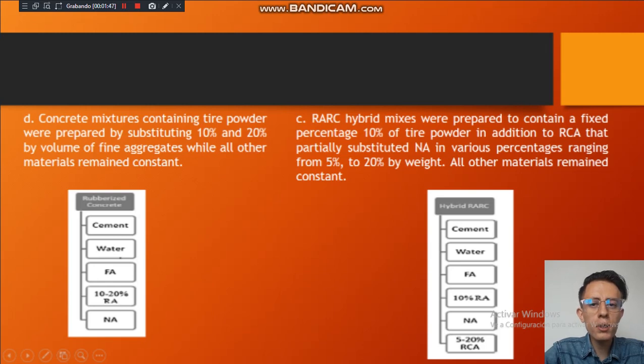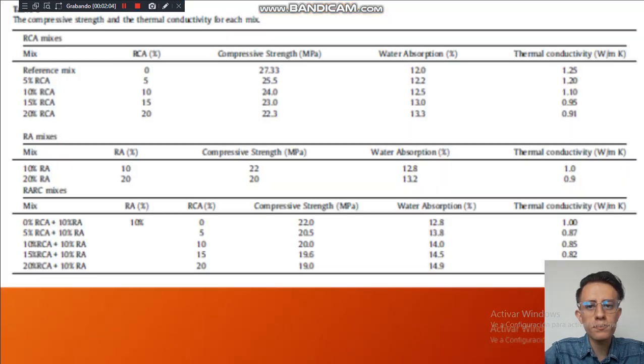And finally, we will have the combination of all these elements in a single mixture in which the coarse aggregates will be substituted by 5 to 12% of recycled coarse aggregates and the fine aggregates are going to be replaced by 10% of tire powder. In the table we see results of the compression test with their different characteristics mentioned about the mixtures used in the test.